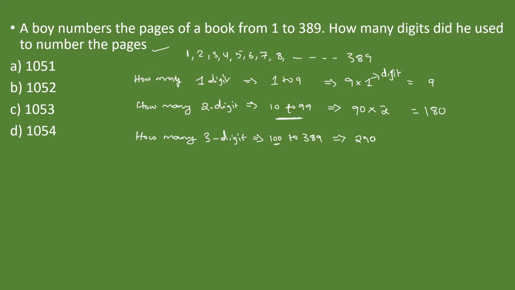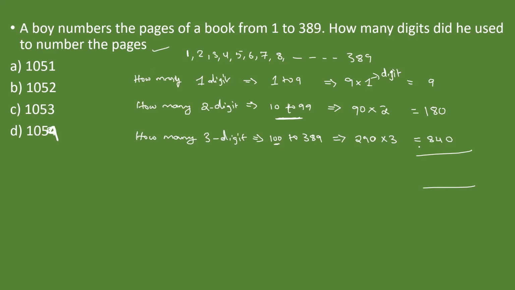290. 290 into 3, 29 3s are 87. Sorry, students, there is some problem here. Please change one option to 1059. Okay, 1059. Then only you will get the answer here.